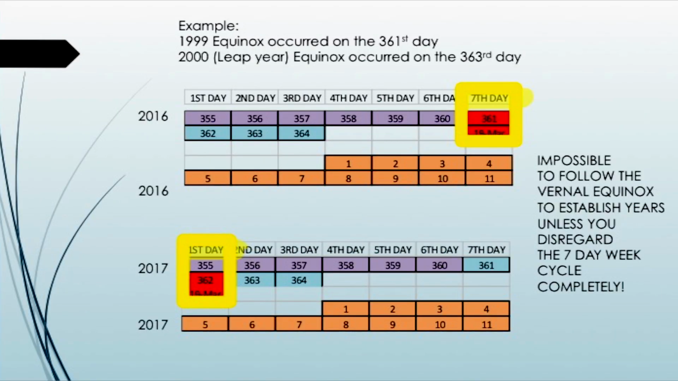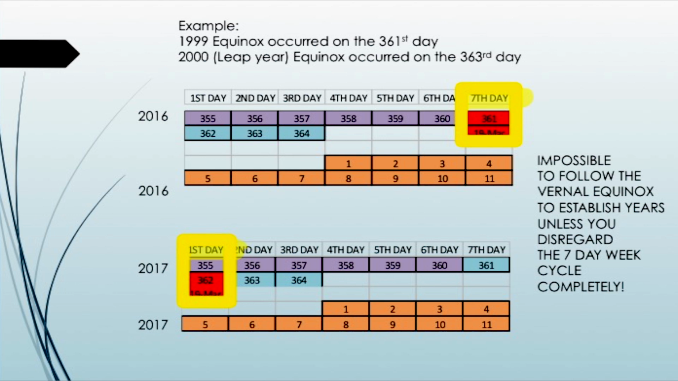So here is an example of an equinox occurring on the 361st day. This is in 2016, actually. I was going to use 1999 and 2000, but I decided to go with more current years. So in 2016, the equinox fell on March 19th, which was the seventh day, the Sabbath. However, the first day of the year did not begin until the fourth day of the week. So you can see day 361 is when the equinox occurs. You've got to finish out your calculation, 362, 363, 364, and on the fourth day is the first day of the next year.